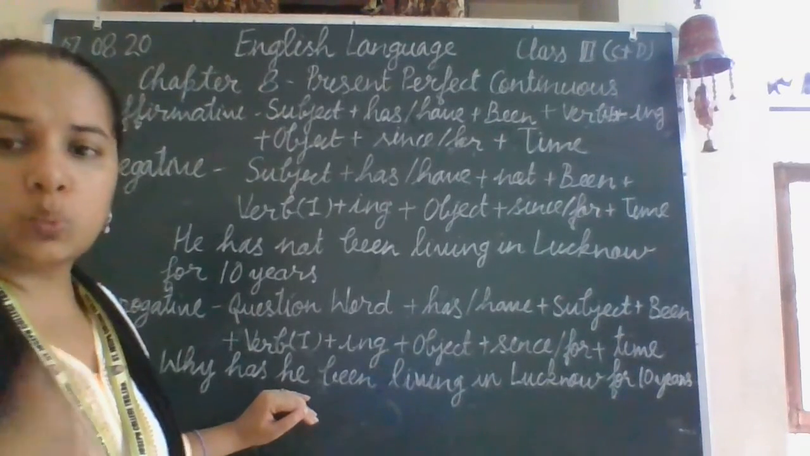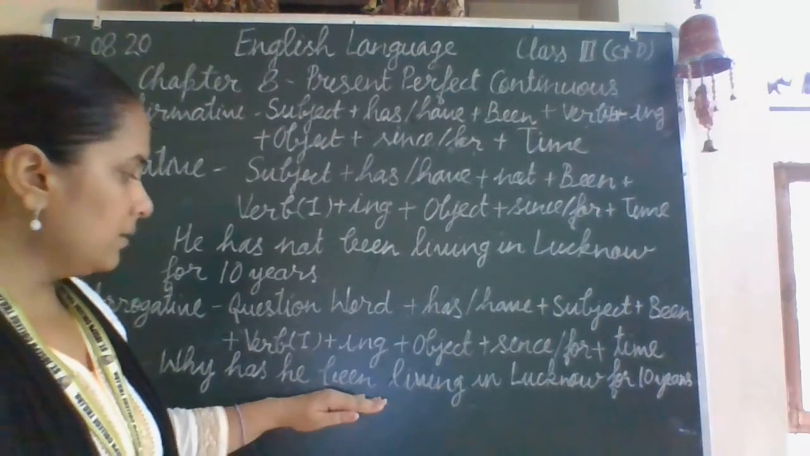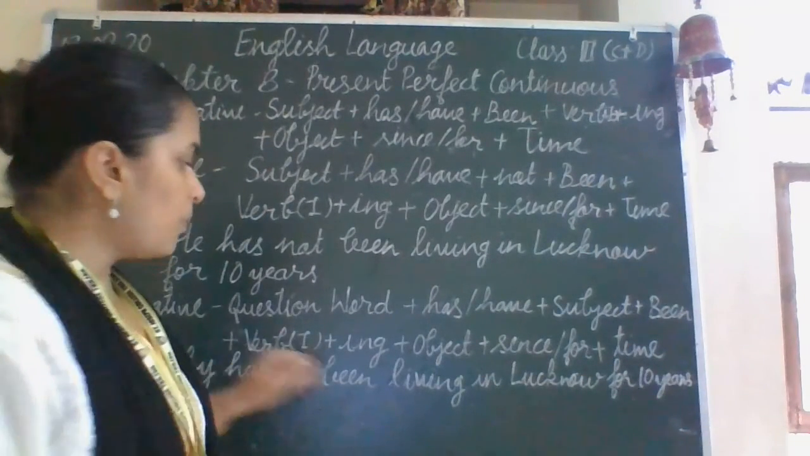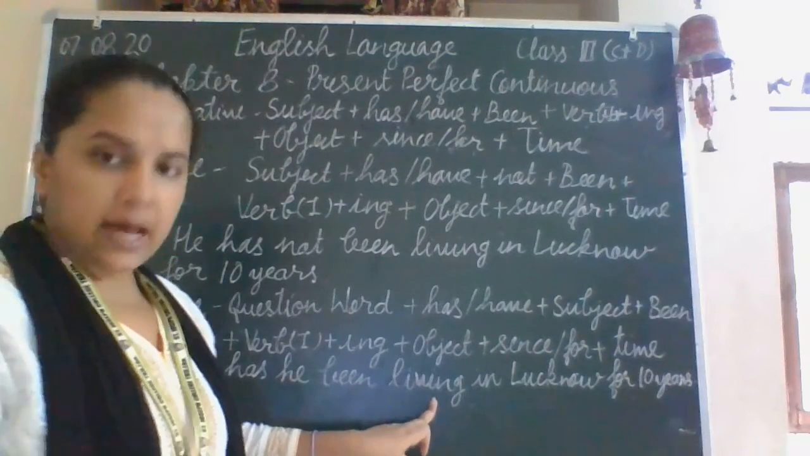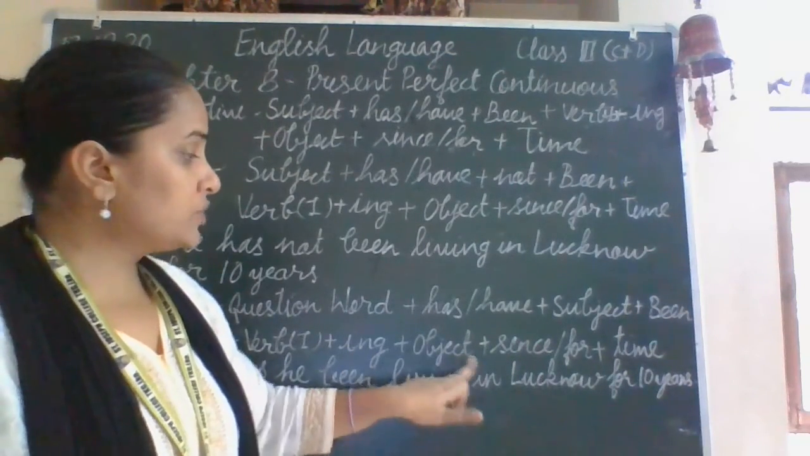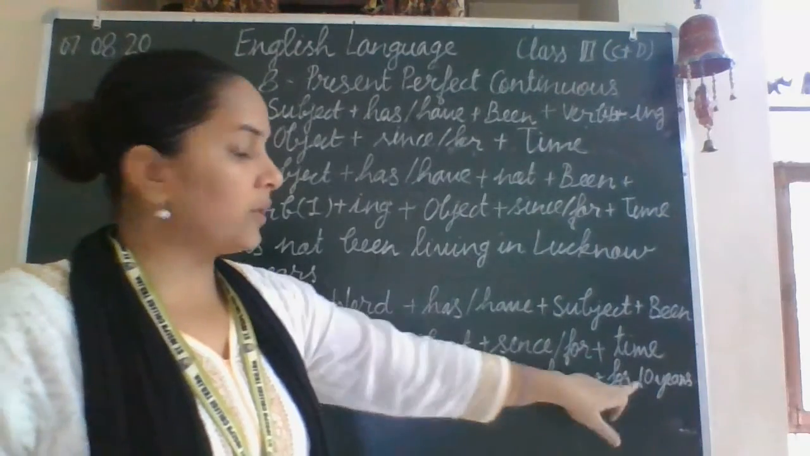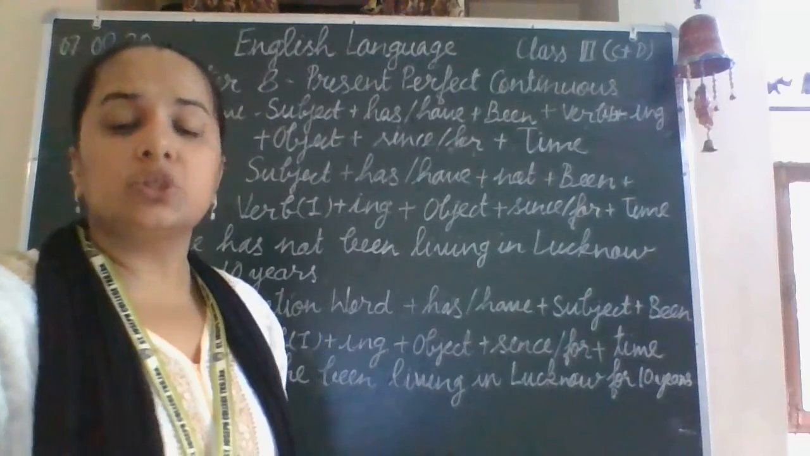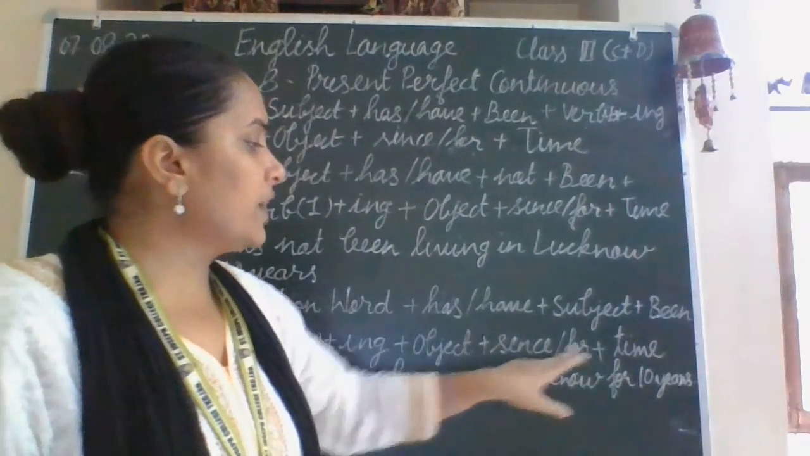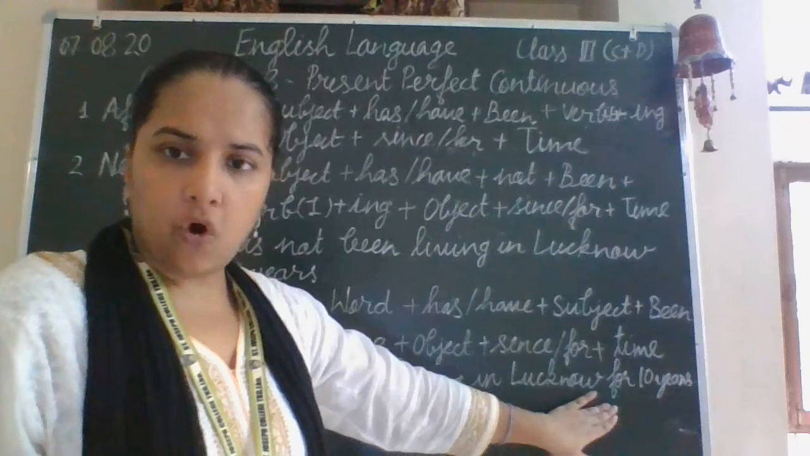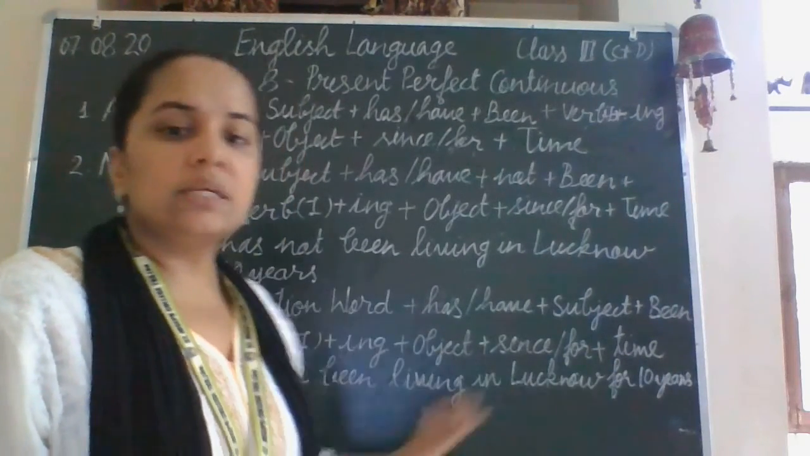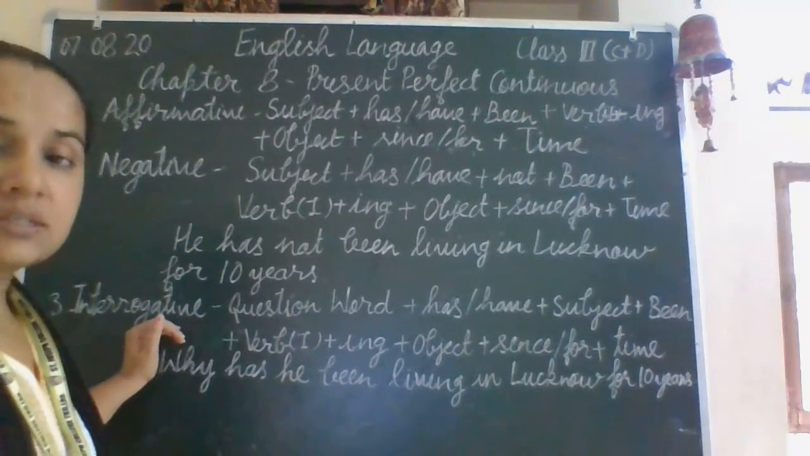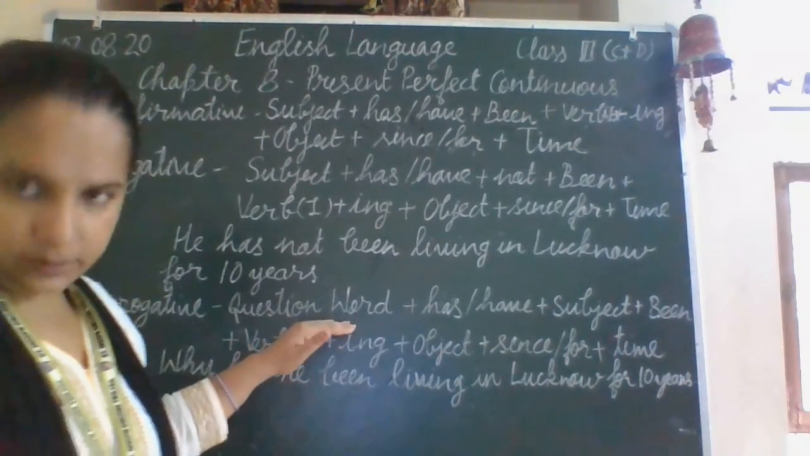We are talking about one person only. Then been, as given in the structure, base form of verb is live with that ing. Object in Lucknow, since and for because we are using the duration of the time. 10 years is the duration of the time. So we have used for 10 years. This will be the structure of the sentence when the interrogative sentence is starting with the question word.